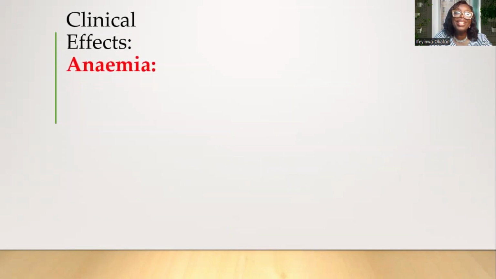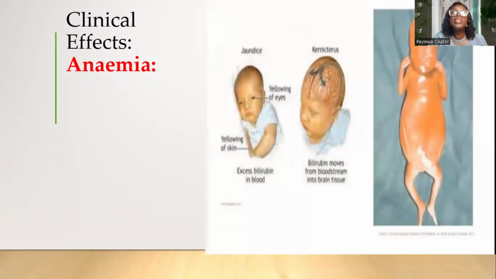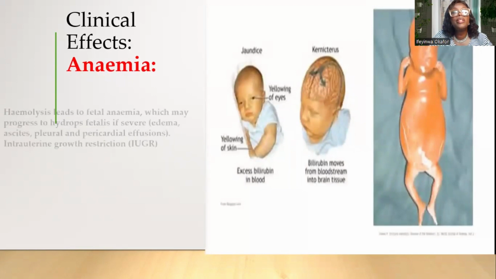Now let's look at the clinical effect of the hemolytic disease of the fetus and the newborn. The first one is anemia. Because of increased destruction of red blood cells, they cause severe anemia in the babies, depending on the rates at which these antibodies are formed and at which these red cells are being destroyed.